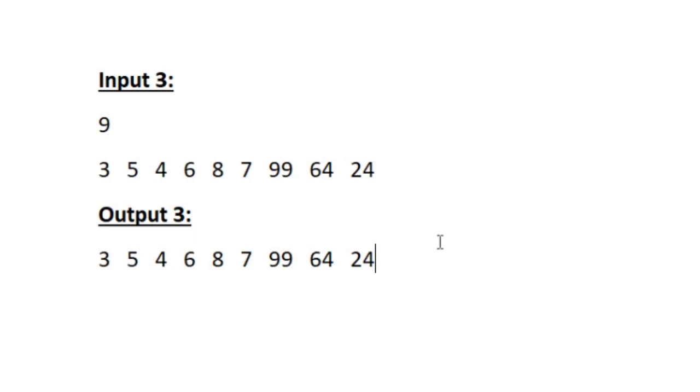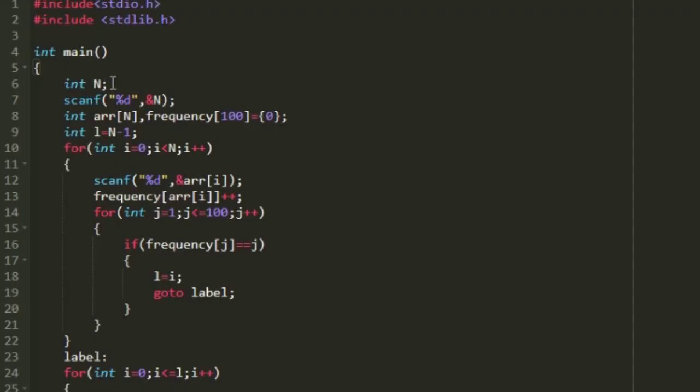Now let us see how to write a C program for this. So first I am creating a new integer n, and in the next line I am accepting the value of the integer n, and in the third line I am creating a new integer array named arr of size n, and another integer array named frequency, in which we can store up to 100 integers, and I am setting all the integers' initial value as 0. So I am setting frequency equal to 0 within the curly braces. So all the integers present in the array would initially be 0.